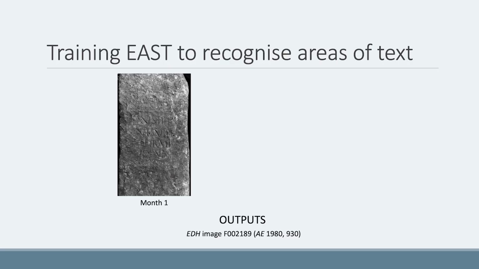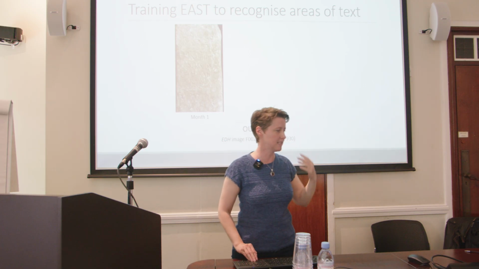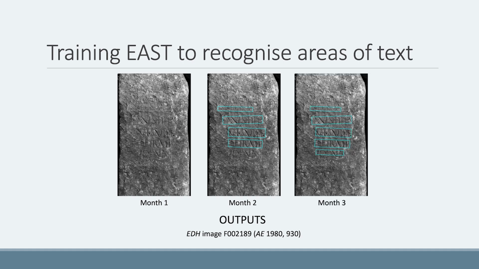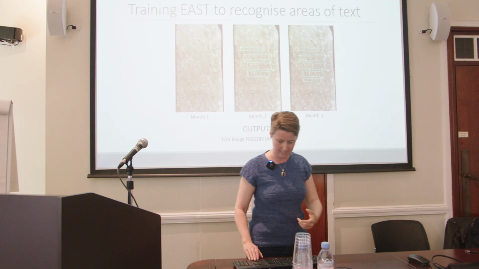It didn't do very well in the first month. It didn't recognise any text. This is obviously just one inscription. We gave it many inscriptions, but this is a representative example. By month 2, it had started learning a little bit more about where the text was, but it was still identifying sort of rough chisel marks and things as text, when that's obviously not the case. And eventually, we got to the point in month 3 with this text where it could recognise all the lines of text, but it still had problems with some chisel marks up at the top that it was recognising as text.